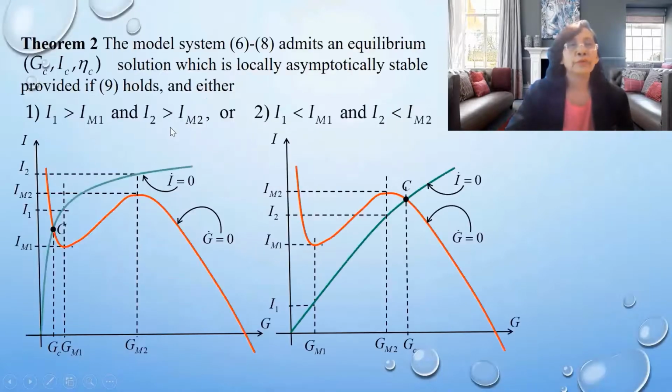We can also prove another theorem in the case that these inequalities hold, in which case the intermediate manifold intersects the fast manifold at this point. If these inequalities hold, then the intermediate manifold will intersect the fast manifold at the point where the manifold is stable.